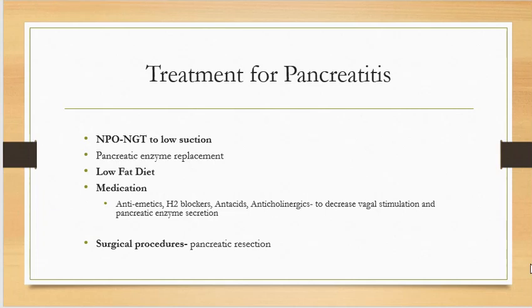Medications would include, as I mentioned before, antiemetics, antispasmodics, antacids, anticholinergics, to decrease the vagal stimulation and the pancreatic enzyme secretion. And then if this doesn't work, then a surgical procedure, which is a pancreatic resection.